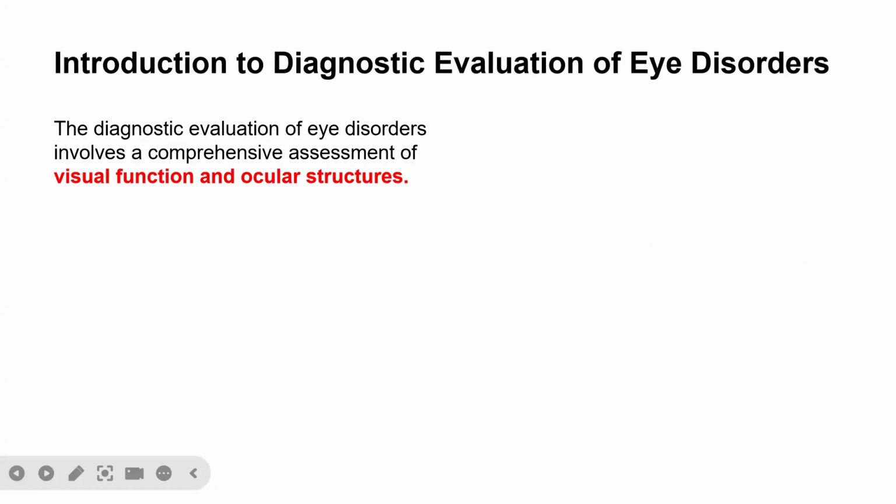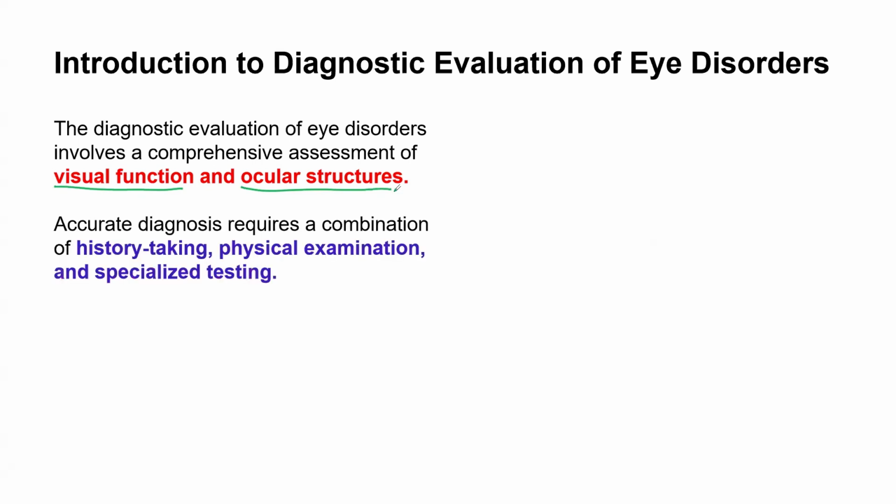The diagnostic evaluation of the eye disorders involves a comprehensive assessment of visual functions and ocular structures. So if you want to diagnose an eye disorder, ladies and gentlemen, it is very important to assess the visual functions and the ocular structures. So accurate diagnosis of the eye requires a combination of history taking, physical examination, and specialized testing.